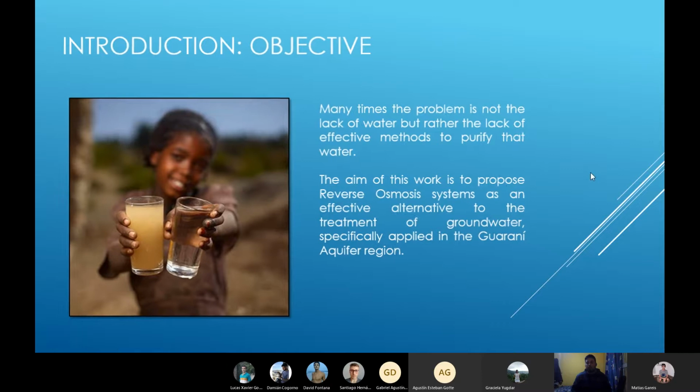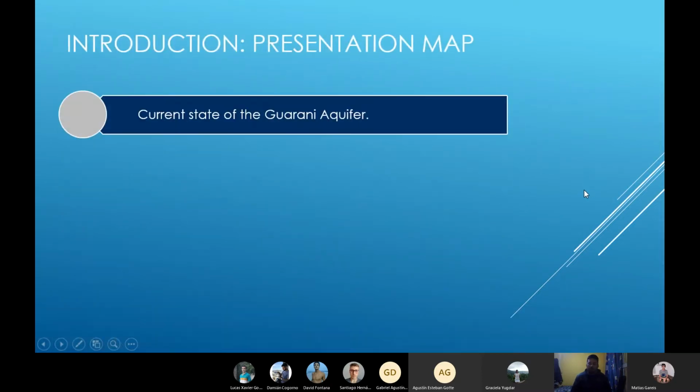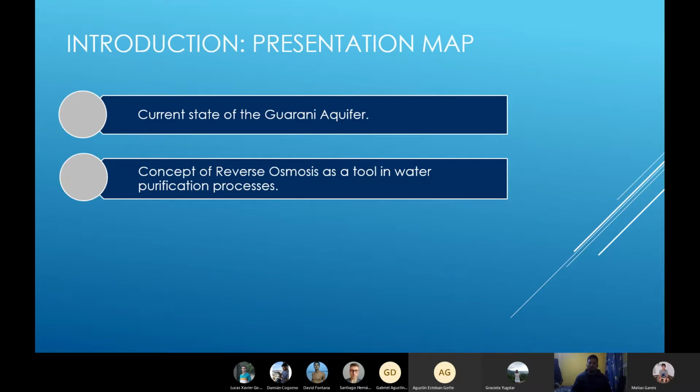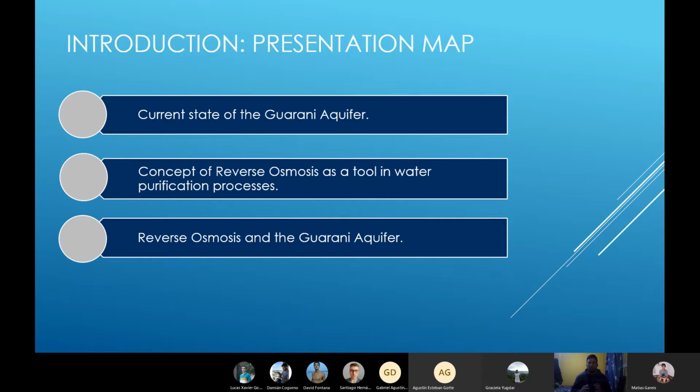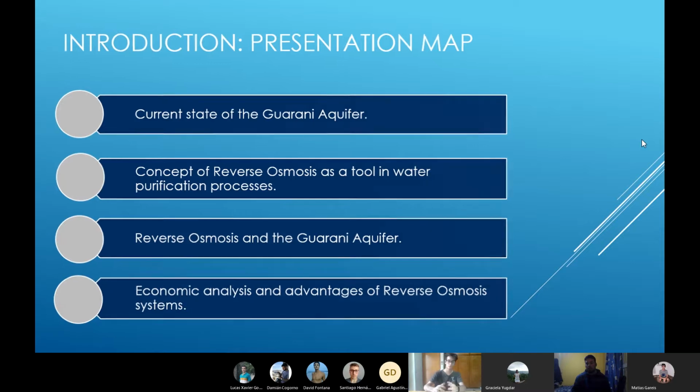This presentation will be divided in 4 parts. First, current state of the Guarani Aquifer. Second, concept of reverse osmosis as a tool in water purification process. Third, reverse osmosis and the Guarani Aquifer. And finally, economic analysis and advantages of reverse osmosis systems. Now, my partner Agustín will continue with the presentation.